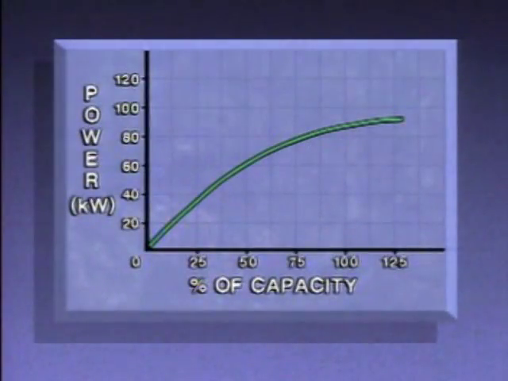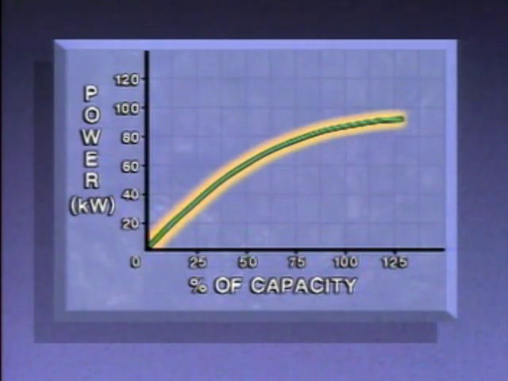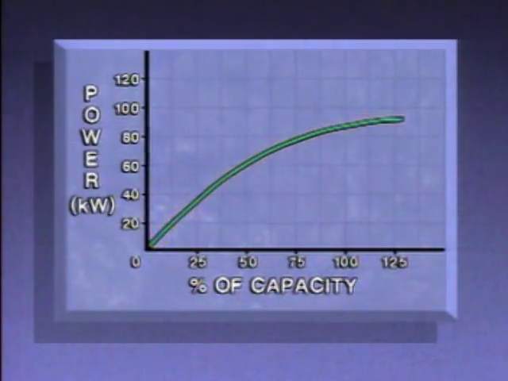Another type of curve, the power curve, shows how much electrical power a manufacturer expects will be used to operate a pump at given flow rates under normal conditions. We can see that this pump requires low power at a low flow rate. As the flow increases, the power needed also increases.